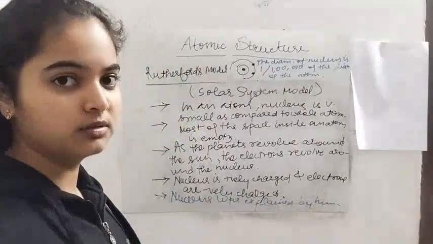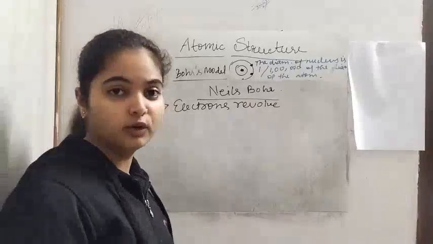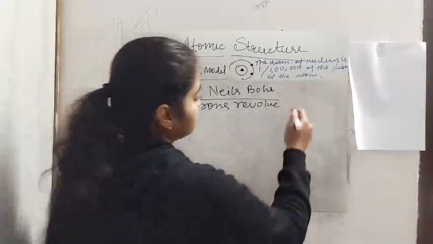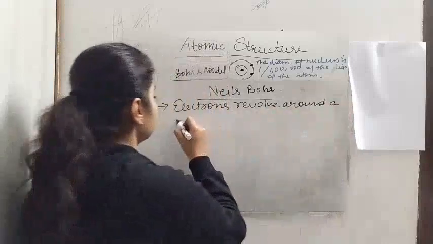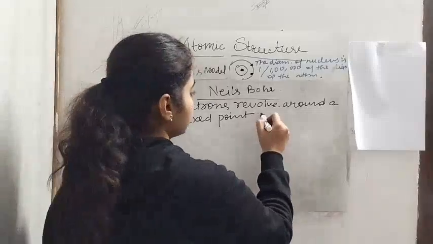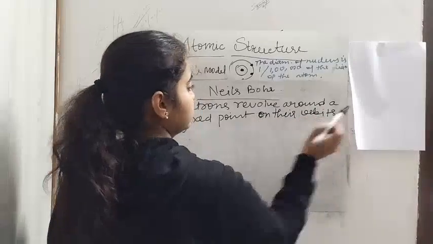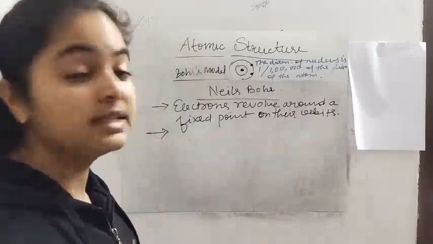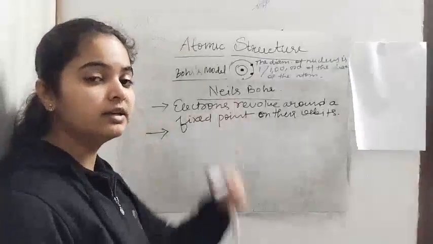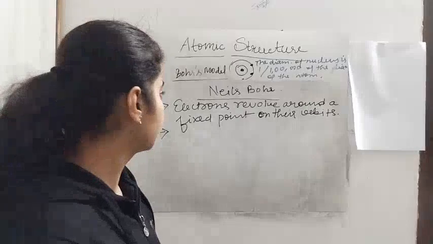After this comes Bohr's model. This model was given by the scientist whose name was Niels Bohr. He told that electrons revolve around a fixed point, the nucleus, in their fixed orbits. He also said that electrons cannot gain or lose energy while remaining in the same orbit. If it gains energy, then it moves from a lower to a higher energy orbit. And if it loses energy, it moves from a higher to a lower orbit. I will explain this point.